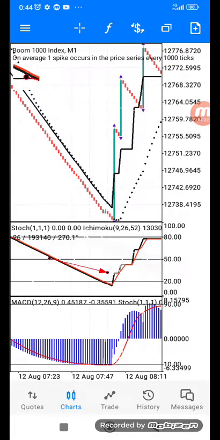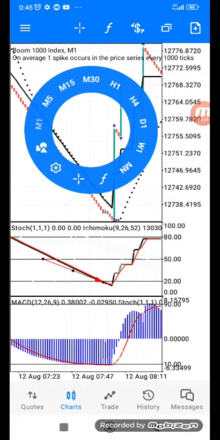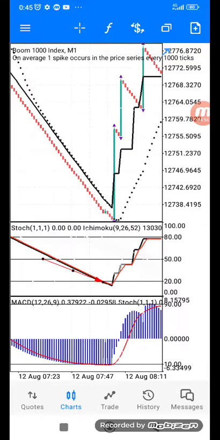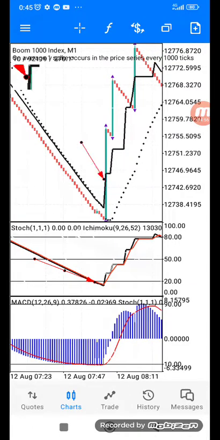Here we have our Ichimoku line, and at the same time we have our moving average. So that's the first thing you need to establish, that they are touching 20 or below 20, the oversold region. Once you have been able to establish this, the next thing you need to do is to move on to your main chart.